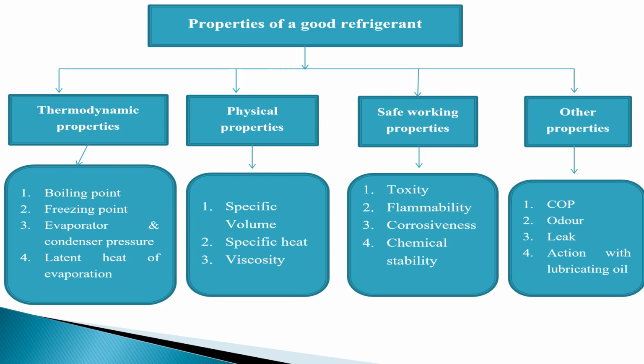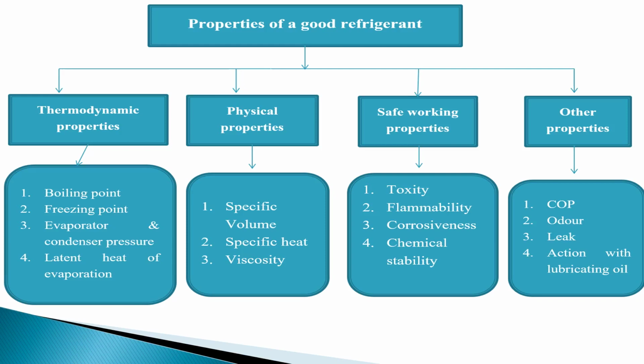Then latent heat of evaporation should be very, very high. In order to reduce the compression work, we have to supply less amount of refrigerant for more absorption of heat. So if we supply less refrigerant and absorb more heat, then the work done for pumping the refrigerant is less. So compressor work will be less. Therefore, the latent heat of evaporation should be high so that we can supply less liquid. So these are some required thermodynamic properties.